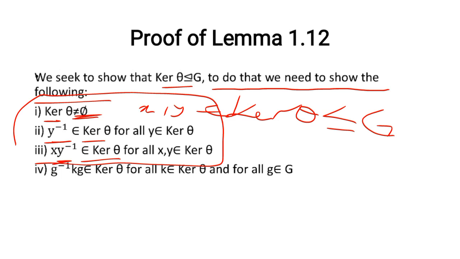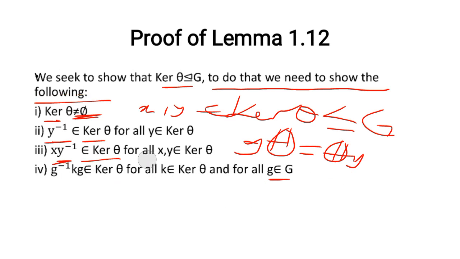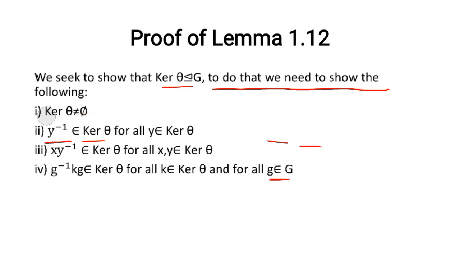But our target is to show that it is normal. If it is normal, we say that the left coset equals the right coset, right? But in our case, H is the kernel of theta. Another way, if you recall the definition in the very first video, is to simply show that g inverse k g lies in the kernel of theta, where k is in the kernel of theta and g is in G. Okay, so once these 4 conditions are proven, we would have shown that the kernel of theta is actually normal in G.